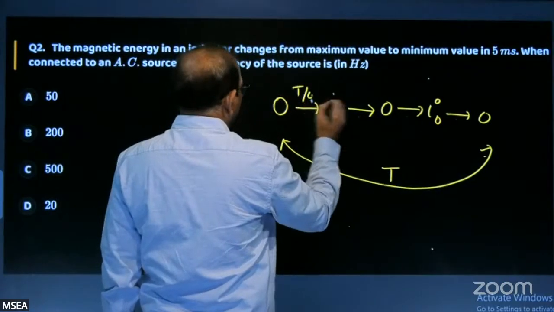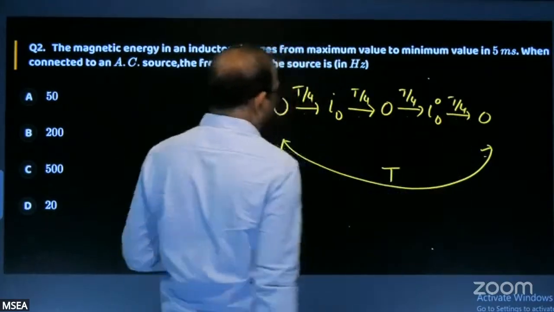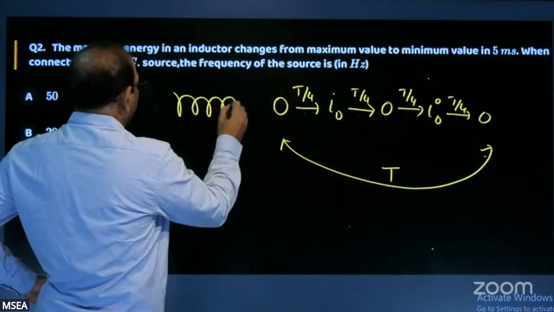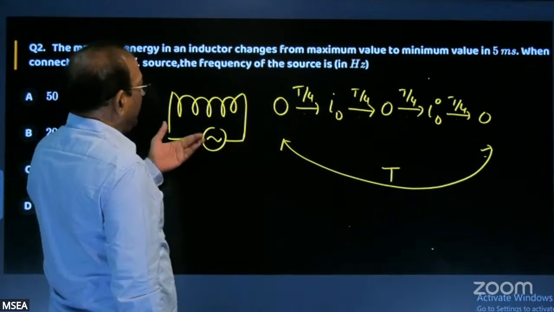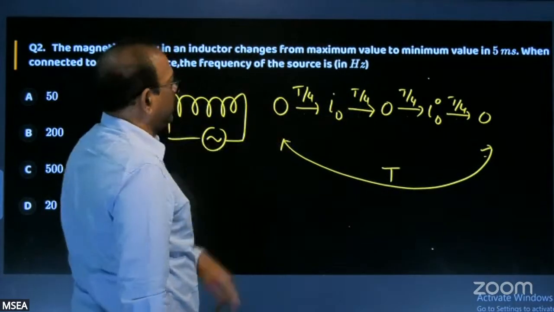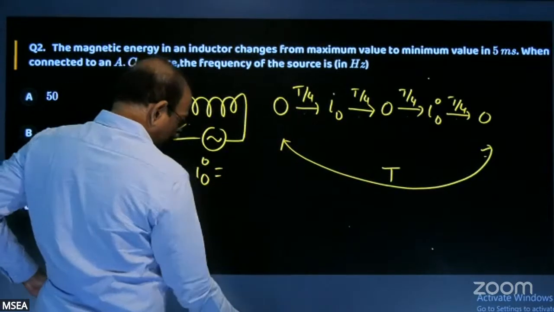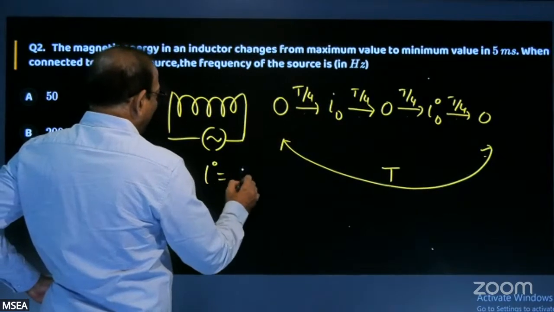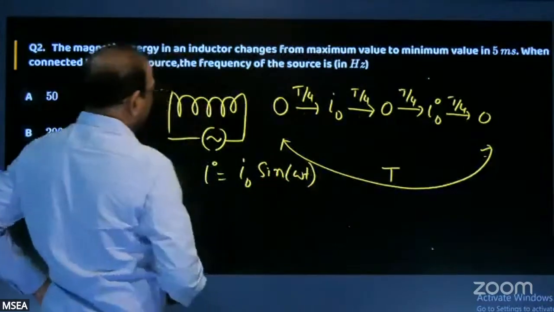Each interval is T by 4, T by 4, T by 4, T by 4. Like this, no? Now, if you connect an inductor coil to an AC power supply, what is happening? The current is increasing, decreasing, 0 to I naught to 0, 0 to I naught, like that, it is changing. And that instantaneous current is represented as, suppose, I naught sin omega t.